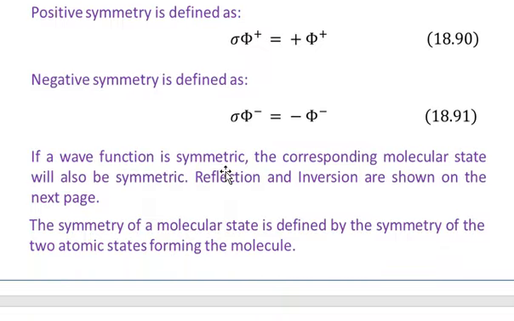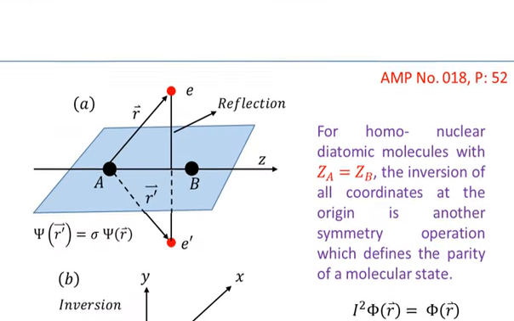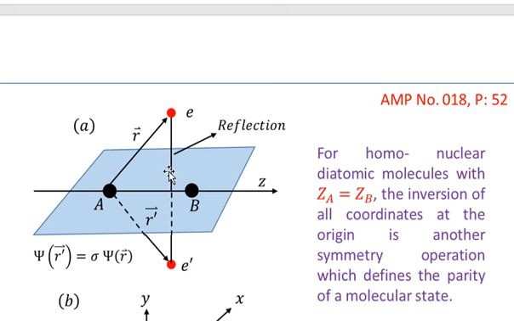If a wave function is symmetric, the corresponding molecular state will be symmetric. That is, if the wave function is symmetric, the molecular state will also be symmetric. So reflection and inversion are shown on the next page. And as far as reflection is concerned, I have shown this diagram and I have explained the reflection phenomena using the operator sigma.